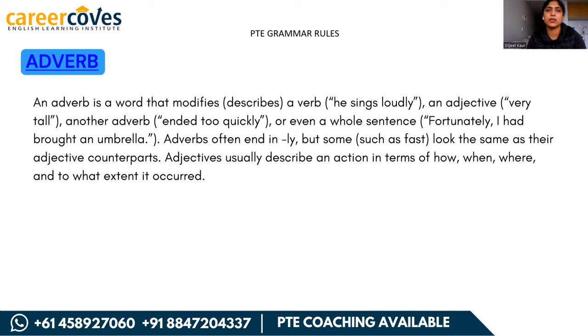Adjective is the quality of anything. For example, tall, fair, black, hard, soft. So these are the qualities. Another adverb is ended too quickly, or even a whole sentence, for example, fortunately, I had brought an umbrella. So here you can see how they have used it.